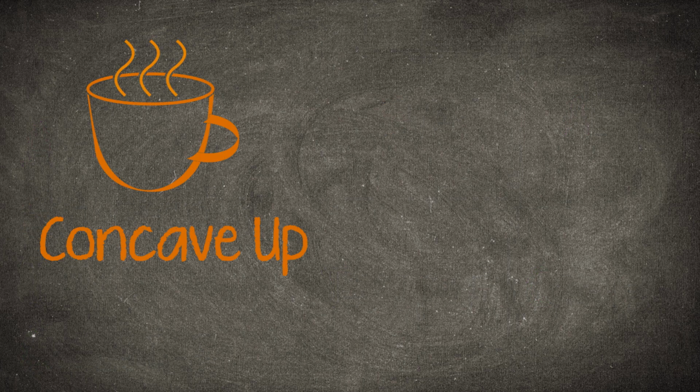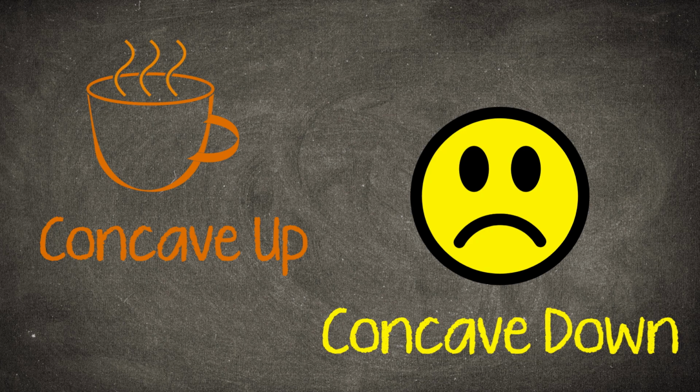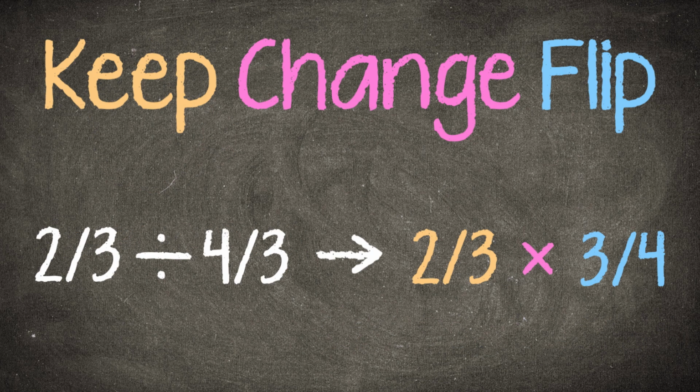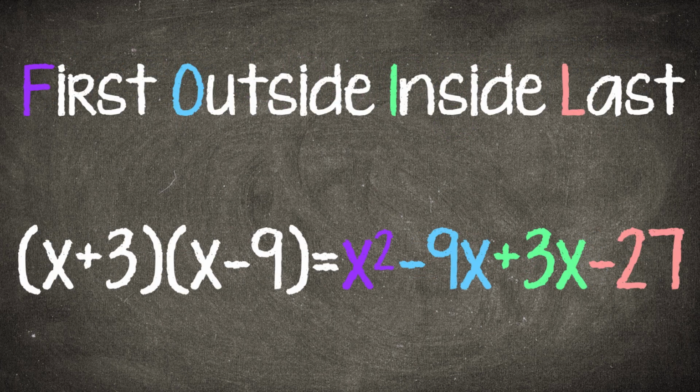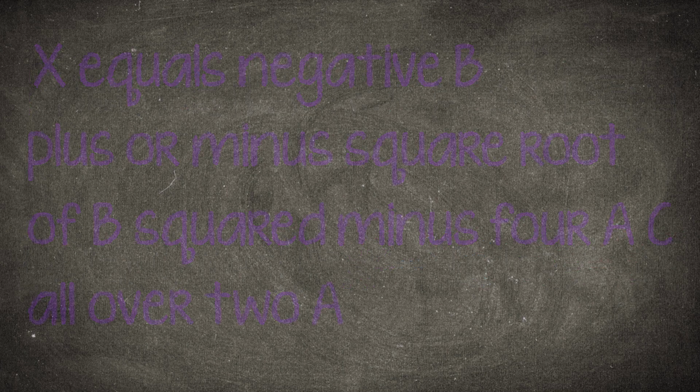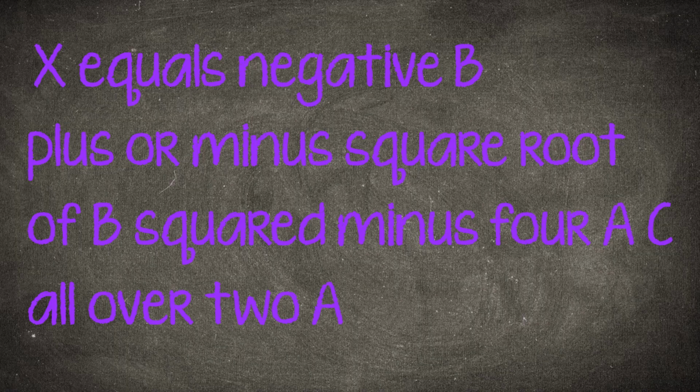Concave up looks like a cup, and concave down looks like a frown. Keep, change, flip might be a classic mnemonic from your childhood, as well as FOIL, our favorite method for multiplying 2 binomials. And who could forget singing the quadratic formula to the tune of Pop Goes the Weasel?